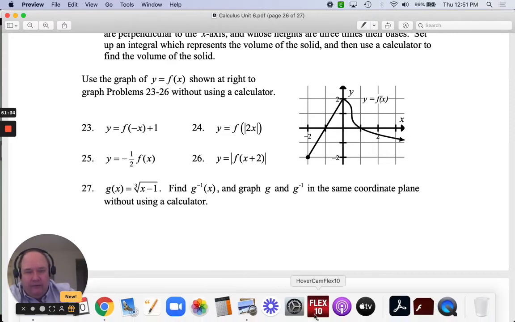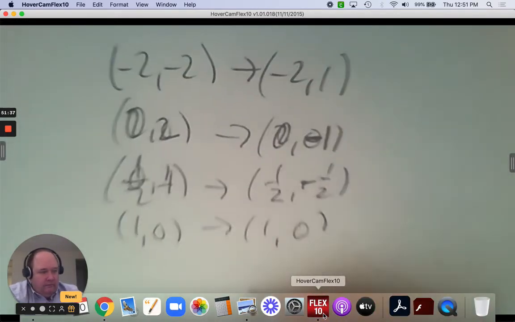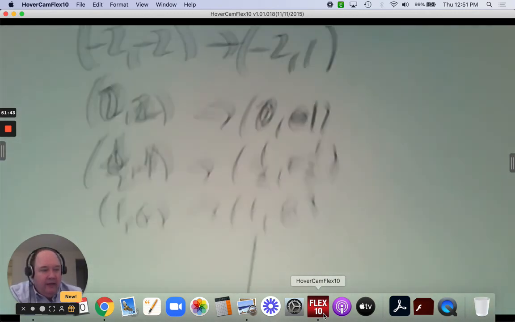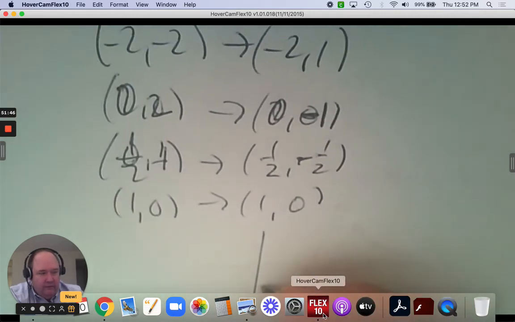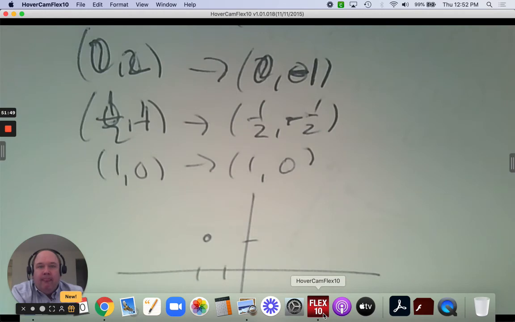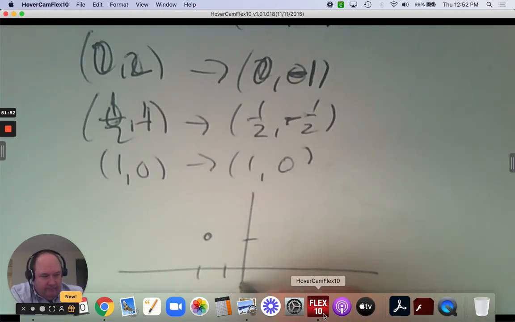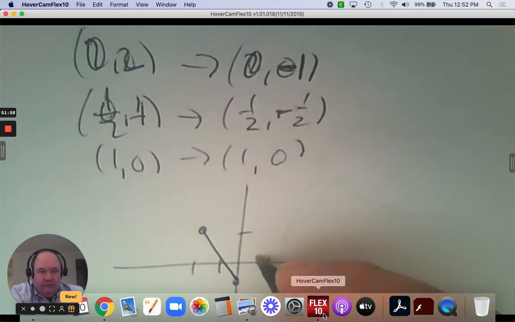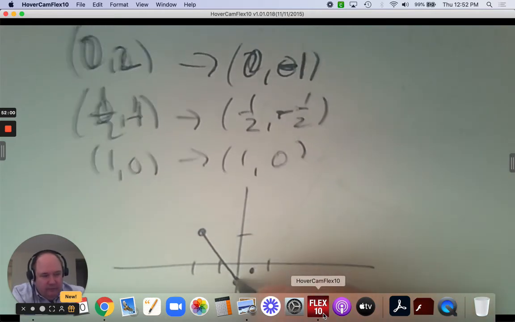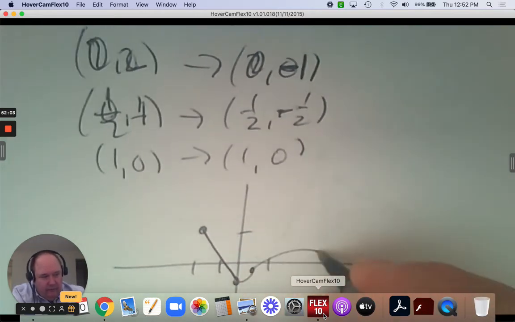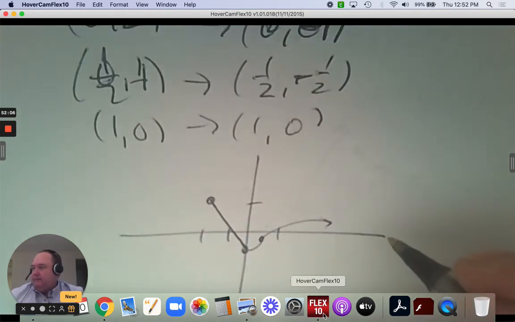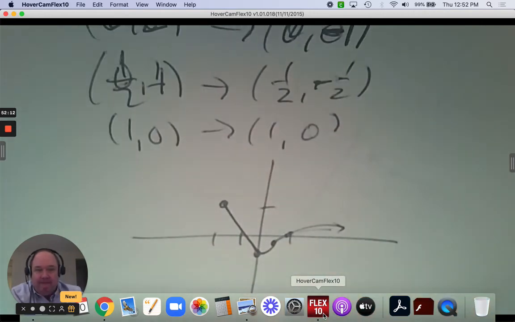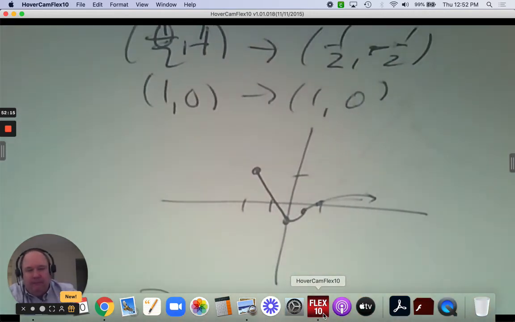All right, let's graph this. So we have -2, -2, 1. 0, -1. 1/2 and -1/2. Like that. And then connect it from there. And at 1, 0, like that. I know. Just keep powering through it.